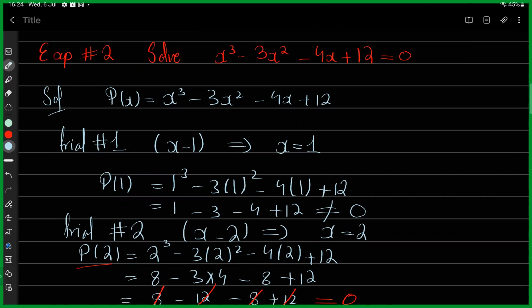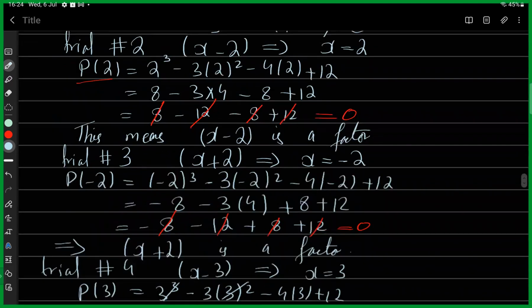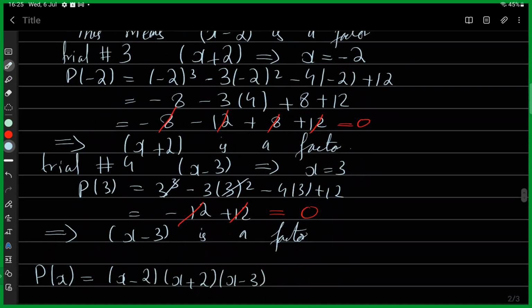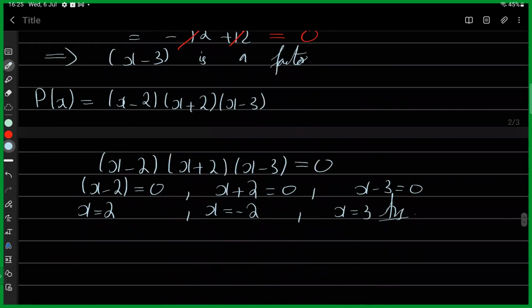We did not get 0, so this means x minus 1 was not a factor. Then we tried again and we plugged in x equals 2, and that gave us 0, which implied x minus 2 would be a factor. Then we checked for x equals minus 2, that gave us 0, which meant that x plus 2 would be a factor. And finally, x equals 3 also gave us 0, which meant that x minus 3 would also be a factor. So we can only have 3 factors. All these 3 factors are equal to 0. And after simplifying, I got x equals 2, minus 2, and 3. So this was the answer.